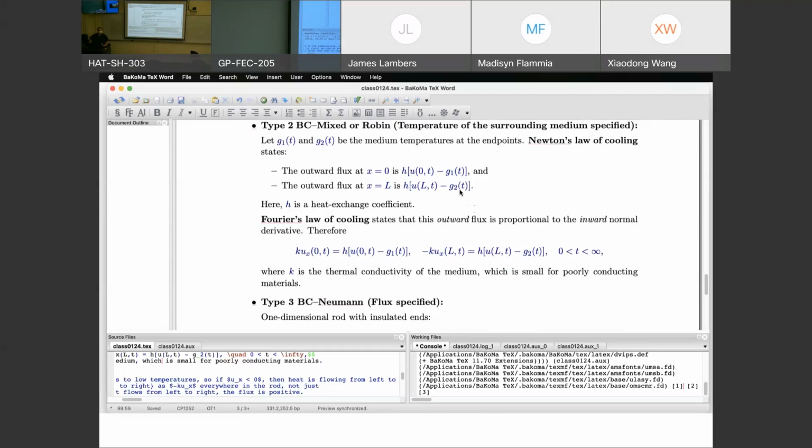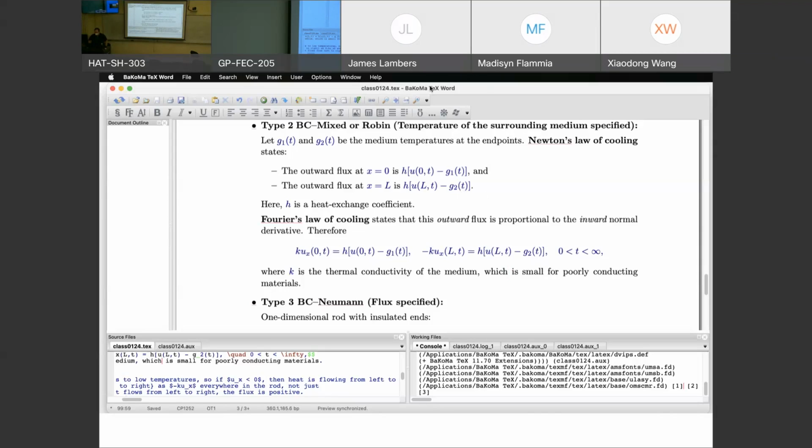This actually relates to one of the questions that will show up in the first test, where you're given the problem conditions in words, and you're supposed to write down what the problem is, in terms of specifying the IBVP. What is the initial condition? What are the boundary conditions based on the verbal information given? Other questions?